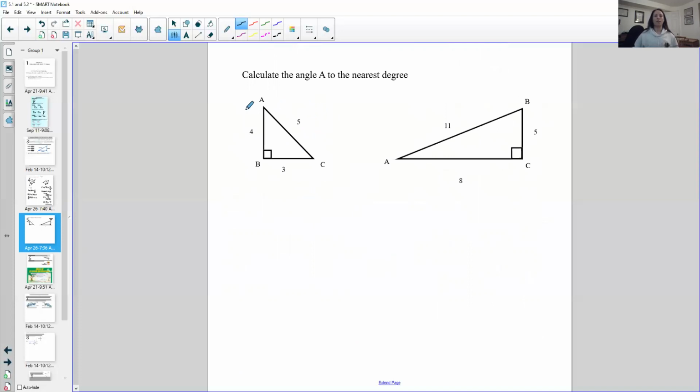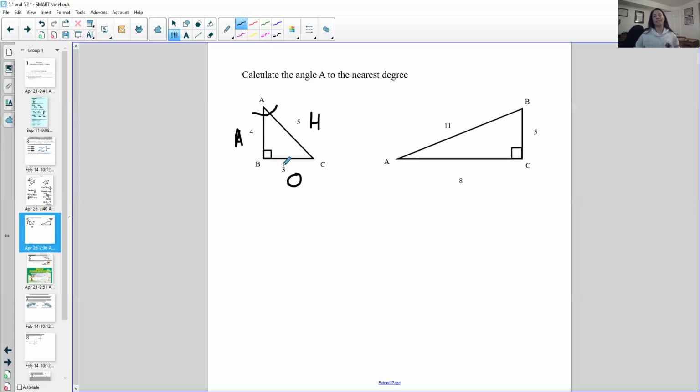So if I am finding angle A, okay, step 1 is to identify the angle that you're going to be working with. I'm working with A. Now I have to label my sides. This is my hypotenuse because it is the longest side of the triangle and it's across from the 90 degrees. Now the 3 and the 4, I have to figure out which one is opposite and adjacent. The 4 is beside the angle, so this is my adjacent. The 3 is across from the angle, so it is my opposite.